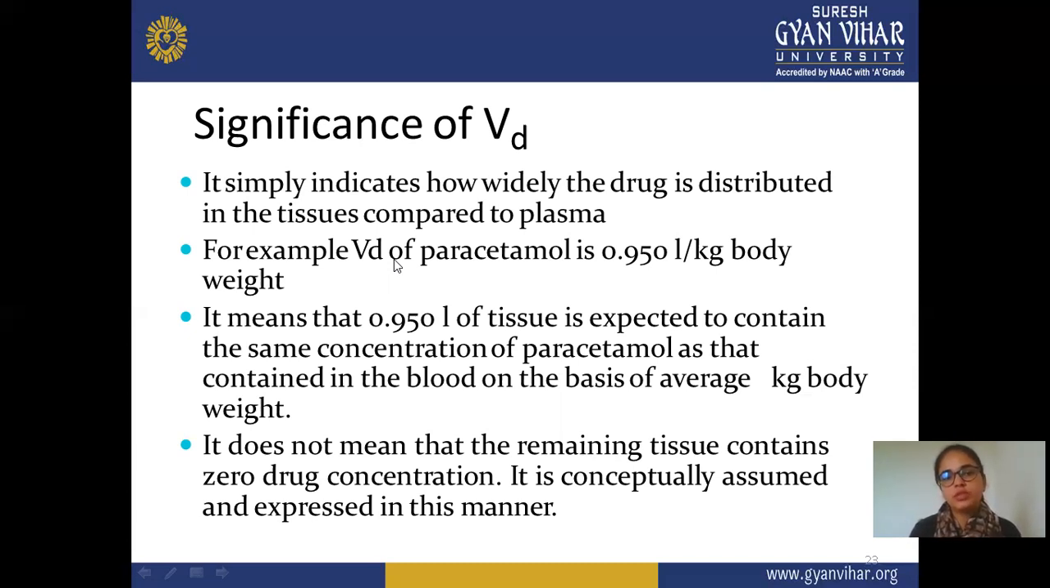This simply indicates how much drug is present in that particular tissue or compartment. In this volume of distribution, we are considering 0.95 liter per kg of weight, and this volume of tissue is expected to contain the same concentration of paracetamol as the blood, on the basis of average kg body weight. It does not mean that the remaining tissue contains zero drug concentration; it is conceptually assumed and expressed in this manner. You cannot say that this amount is fixed and the remaining tissue has no drug. The remaining tissue also has some concentration; it is not zero.